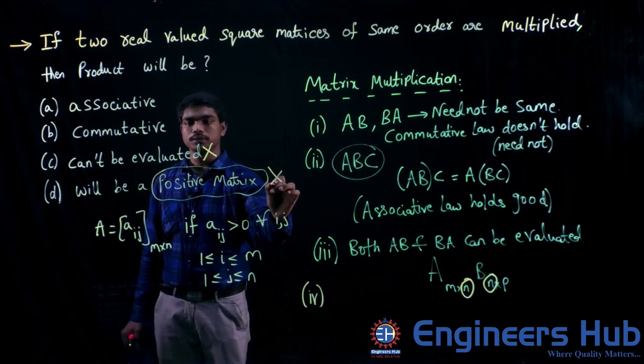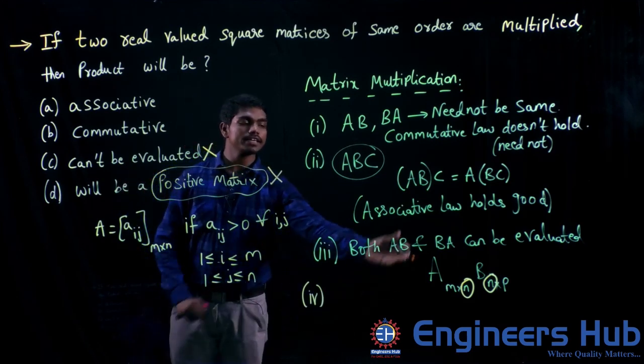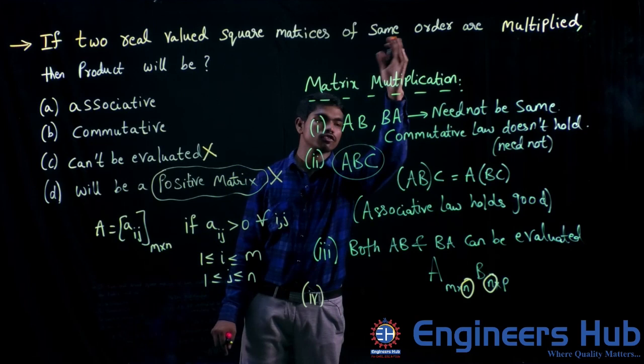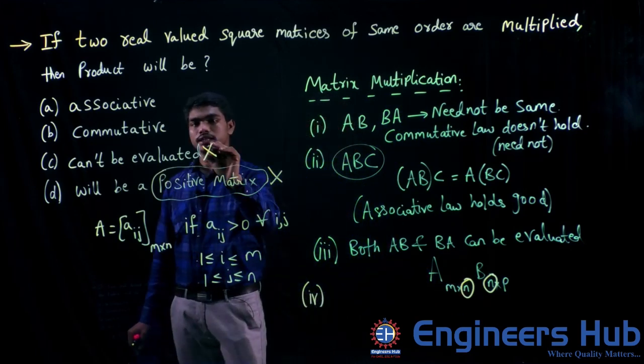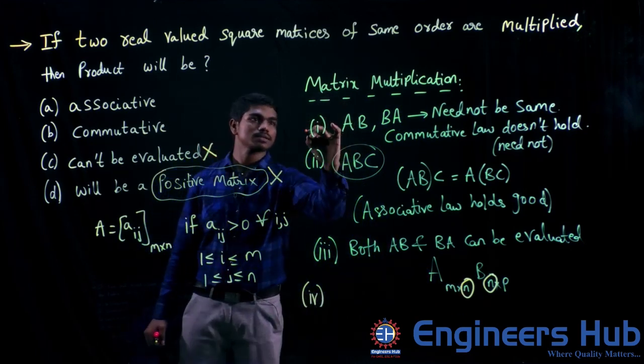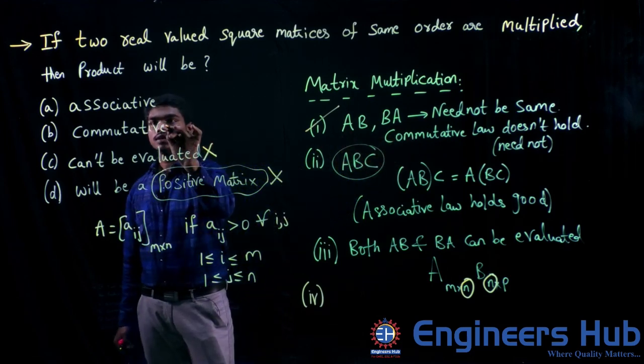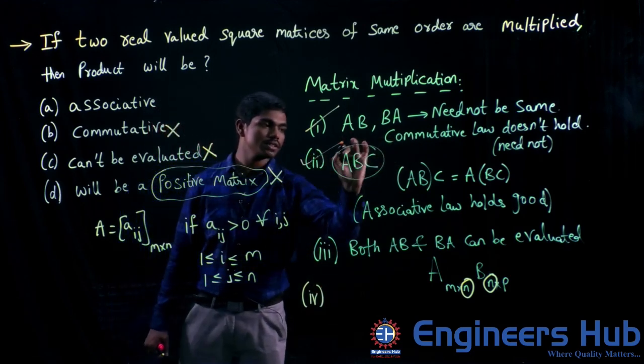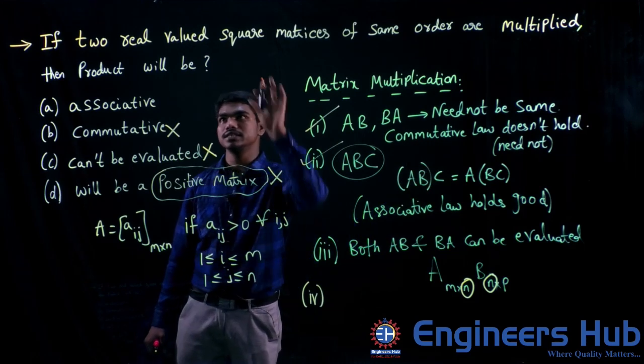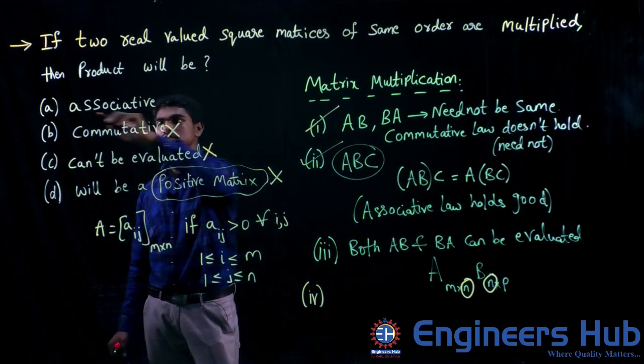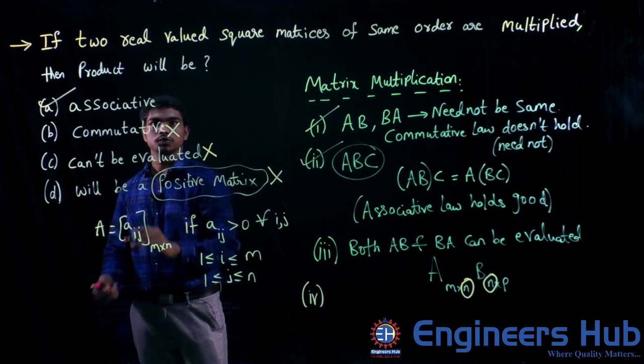So we are not sure about this option. The option that this can't be evaluated is wrong, since in square matrices of the same order this multiplication is possible. This is also wrong, and we know that matrix multiplication is not commutative, so this is also wrong. But the associative law holds good in matrices, which means matrix multiplication is associative, and this option best suits this question.